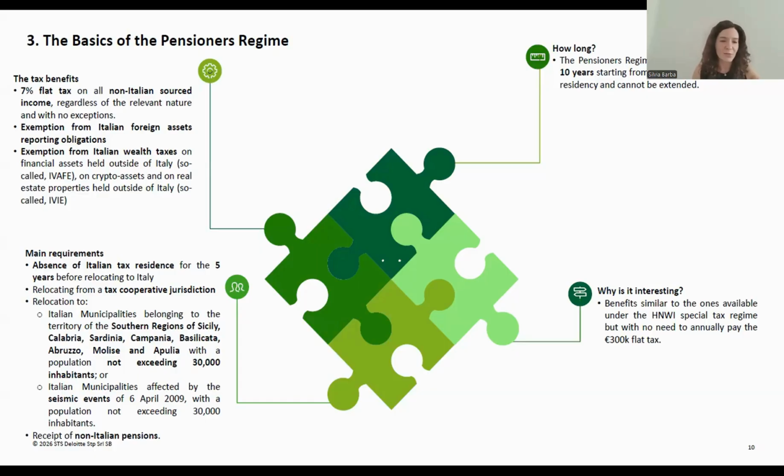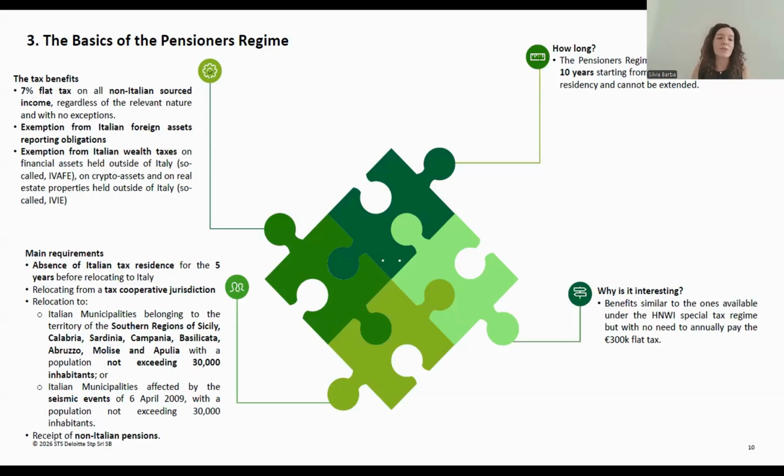So with this regime, Italy tries to populate areas which are still less developed, but still very beautiful, absolutely. And why this is interesting, because you can enjoy absolutely similar benefits as are available under the high net worth special tax regime, but without paying 300,000 per year. So your taxation depends on the actual amount of non-Italian source income that you're deriving once relocated to Italy.